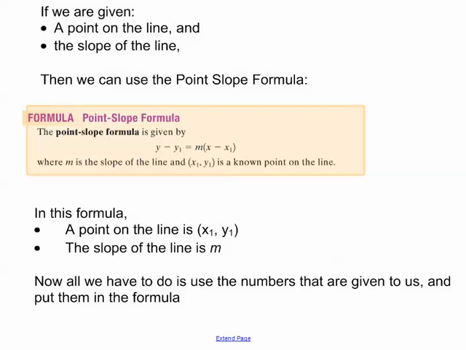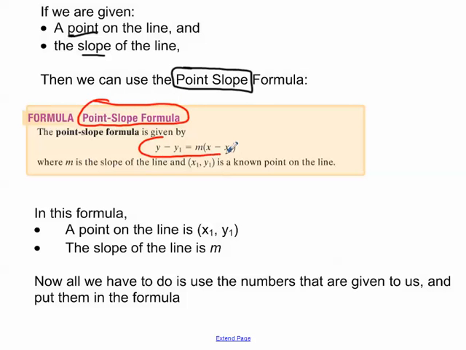All right. So here's our first situation. If we're given a point on the line and the slope of the line, we should be able to use the point-slope formula. So we're given a point and we're given the slope. We should be able to use the point-slope formula. So this is again something that we will need to, I would say, memorize. So here's our point-slope formula given to us. y minus y1 equals m times x minus x1. Again, m is the slope, x1, y1 is the point.